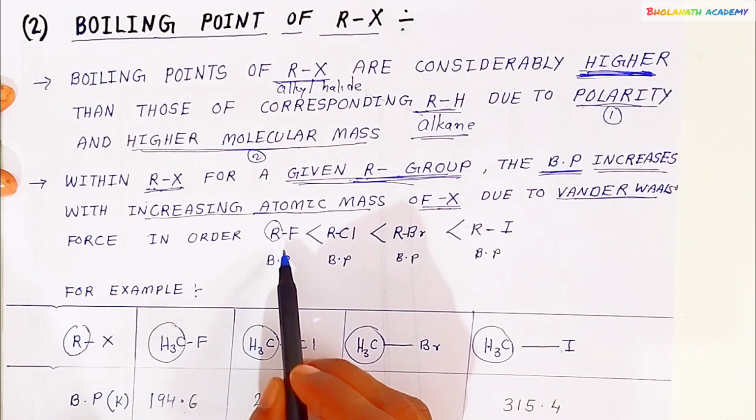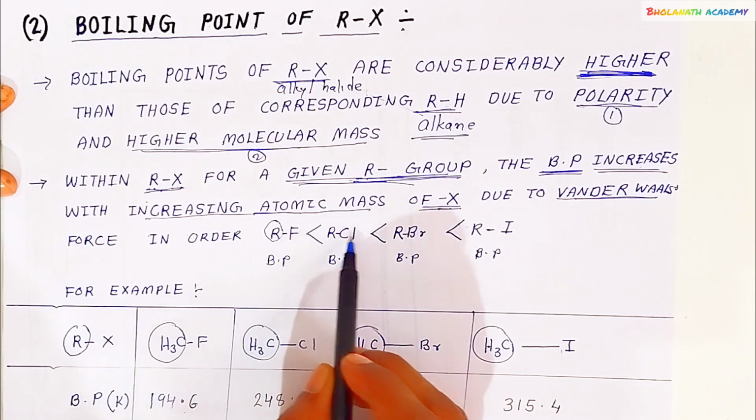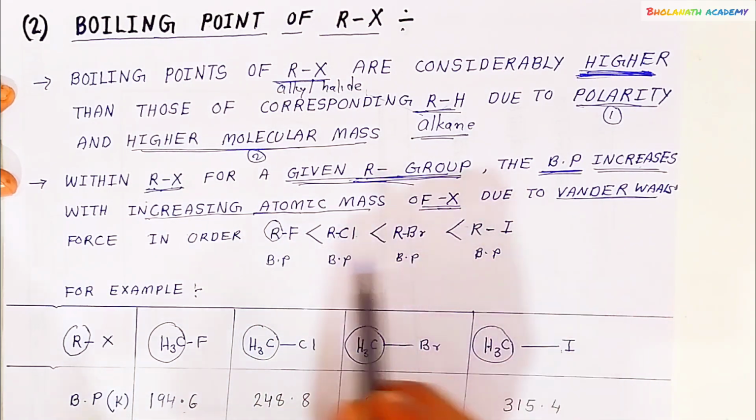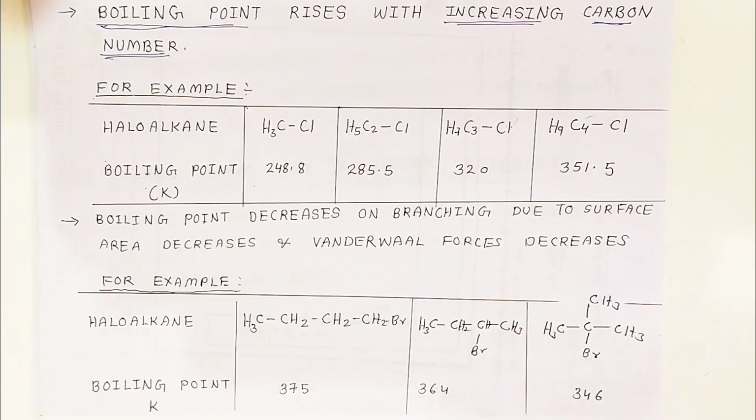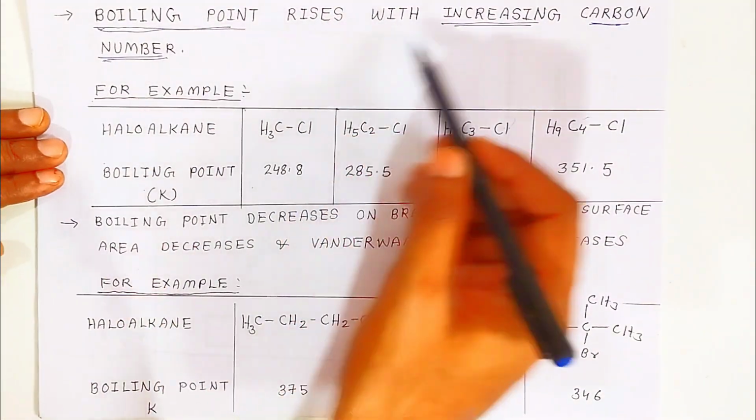In this order, students, here RF, alkyl fluoride, alkyl chloride, alkyl bromide and alkyl iodide. When you go from alkyl fluoride to alkyl iodide, boiling point goes on increasing. Understanding, students? Goes on increasing. Now students, boiling point rises with increasing carbon number.